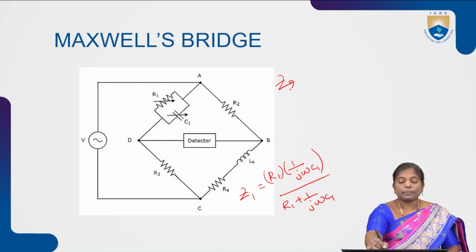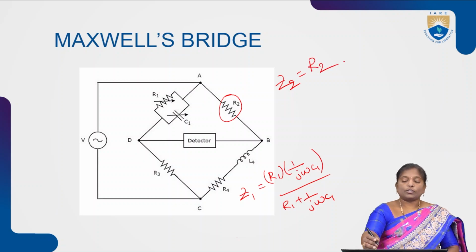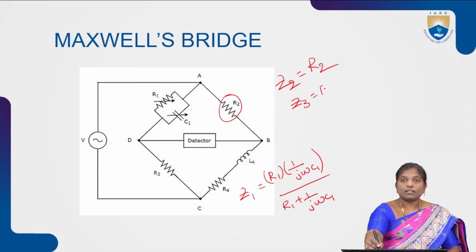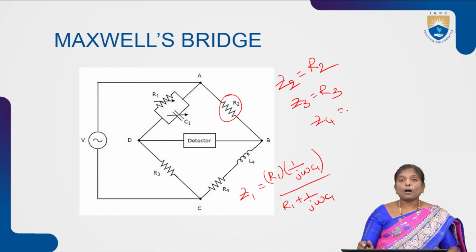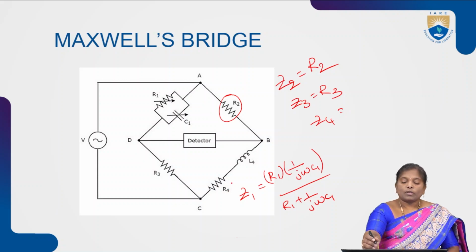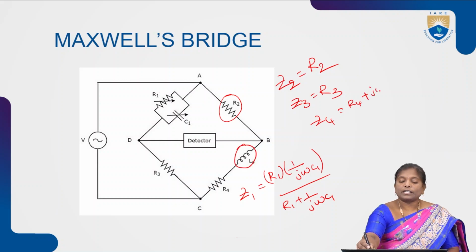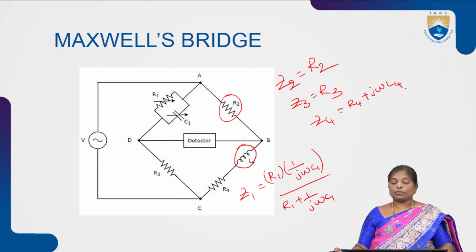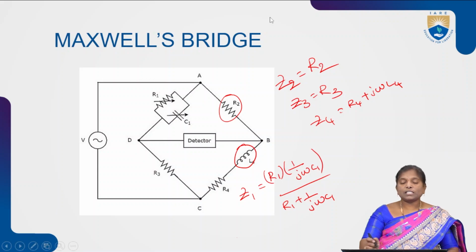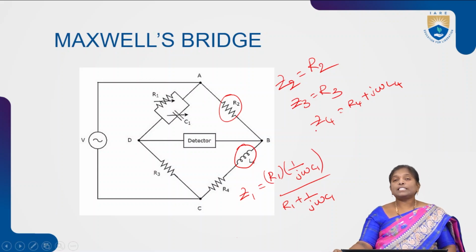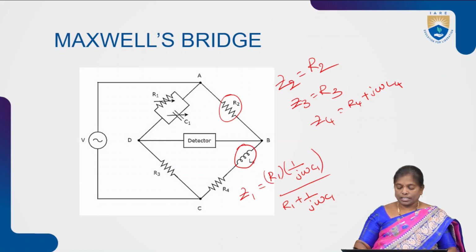Similarly, Z2 can be represented as R2, as we have only one resistance, and Z3 can be represented as R3. Whereas Z4 is a series combination of resistance and inductance, so Z4 is R4 plus j omega L4. Now we have four expressions: Z1, Z2, Z3 and Z4. Now substitute these four terms in the balanced bridge condition.